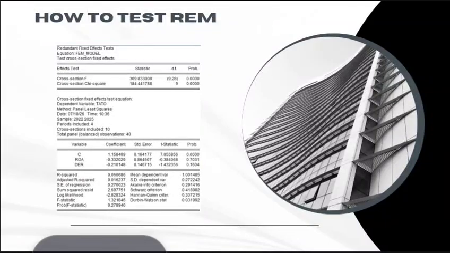Slide 19 shows the supporting test for confirming whether fixed effects are actually needed. In the redundant fixed effects test, both the cross-section F and chi-squared statistics are highly significant, which supports retaining the fixed effect structure over a simple pooled model.